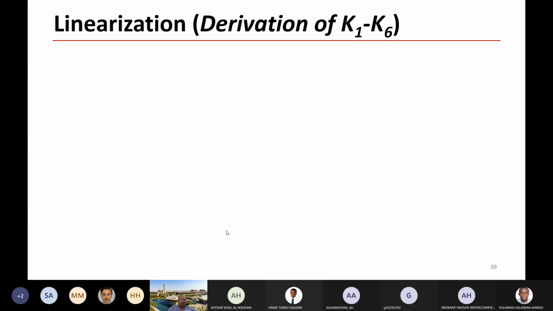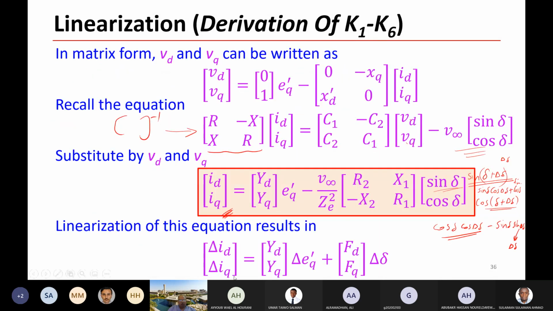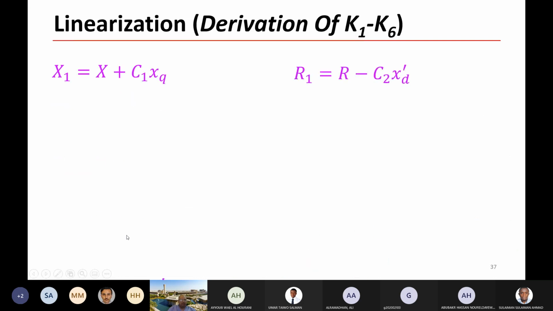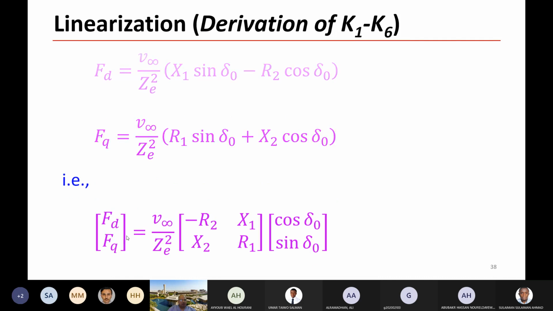So you can express delta ID from this equation. You can express delta ID and delta IQ in terms of EQ prime and delta delta. So these are the states now. So we can express delta ID and delta IQ in terms of the states. And in turn, you can have delta VD and delta VQ if you replace this one by these equations. So you can get also delta VD and delta VQ in terms of the states. So we can express now the electrical power in terms of the states.